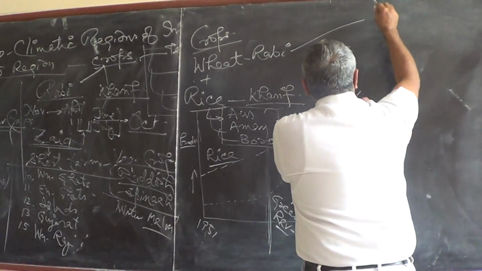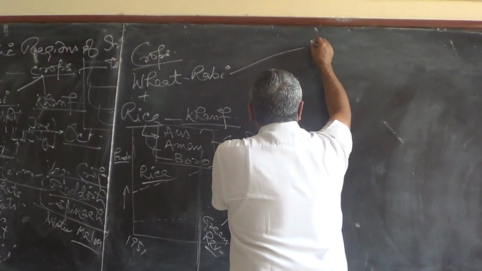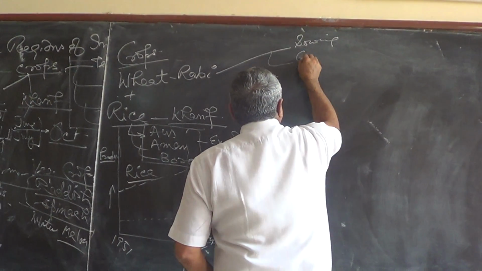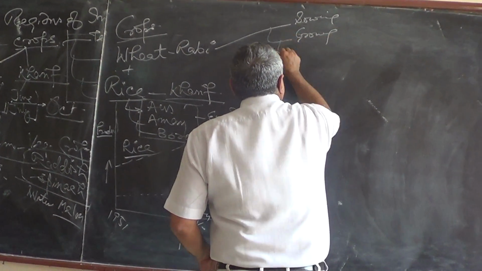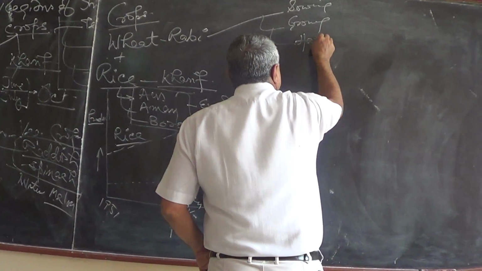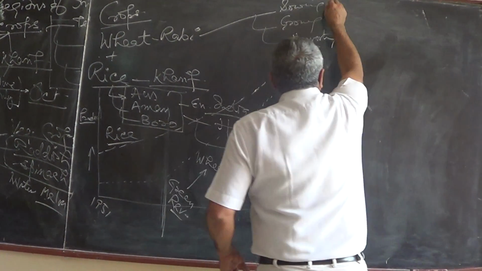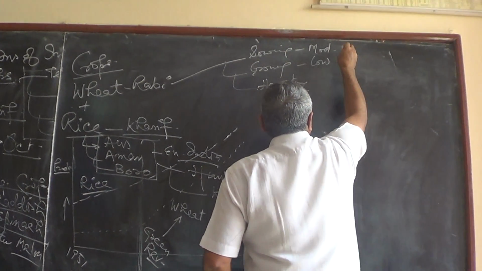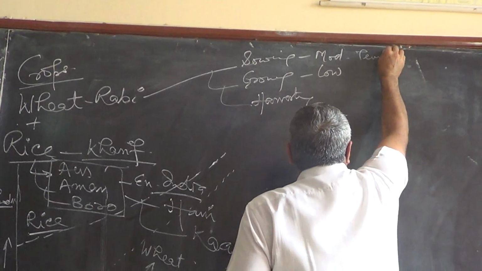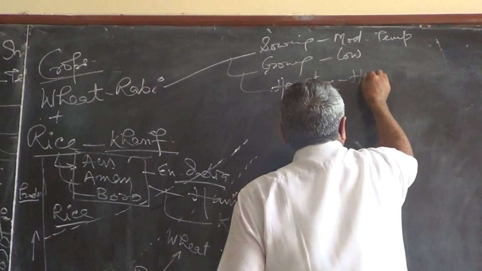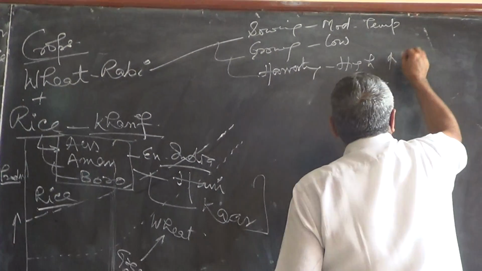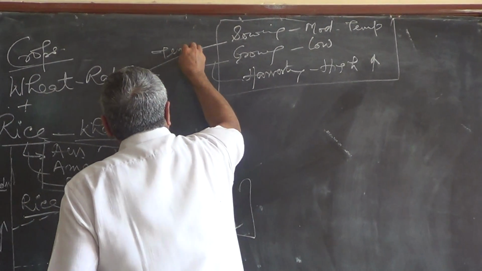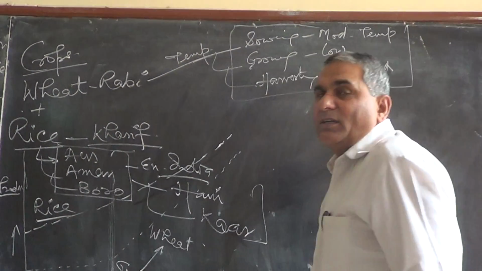So wheat requires sowing temperature, growing temperature, and the harvesting temperature. So it's moderate temperature, it's low temperature. I'm talking about the temperature, and it is the high temperature or the increasing temperature. So this is about the temperature required for the Rabi in the country.